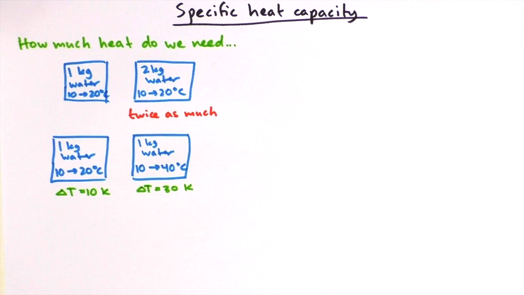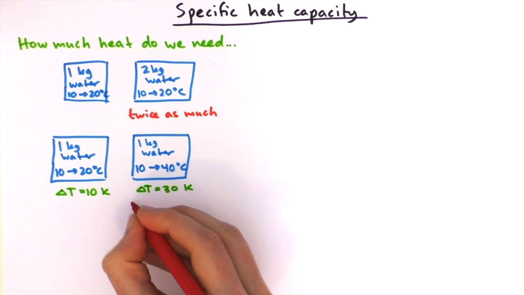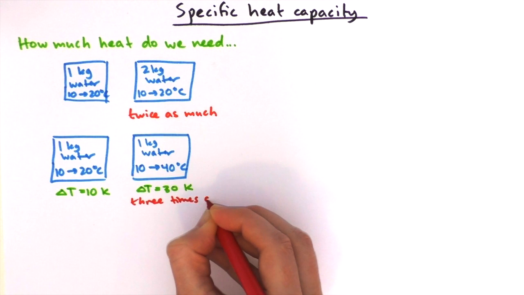So the temperature difference in the second case is actually 3 times as big as the temperature difference in the first. So that means that we're heating it up by 10 degrees, and then we're heating it up by 10 degrees again, and then 10 degrees again. So we actually have to do 3 times what we did in the left-hand side example, which means that the amount of heat needed from 10 to 40 degrees is 3 times as much.